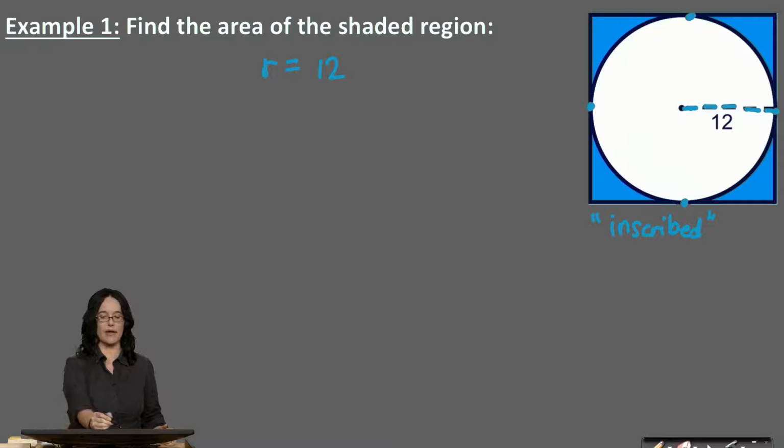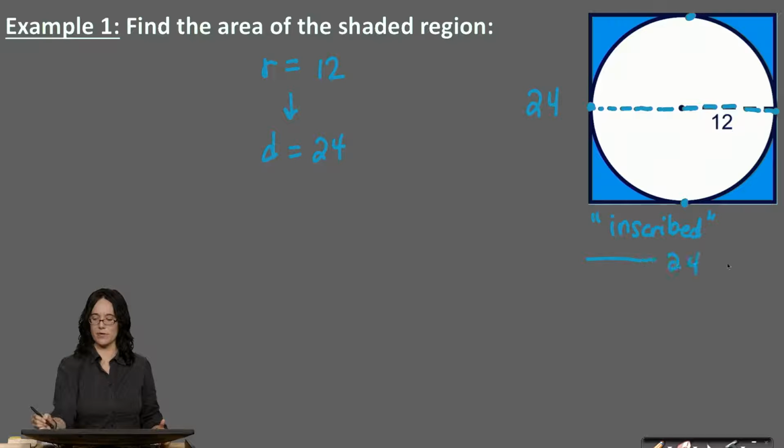So what does that mean about my diameter? What do we know about the relationship between the radius of a circle and its diameter? It should be double, good job. 2 times the radius. In other words, 24 units is our diameter. So this entire length here across is 24. Because this is inscribed, that means that 24 is here, down here as well is 24, from here to here.